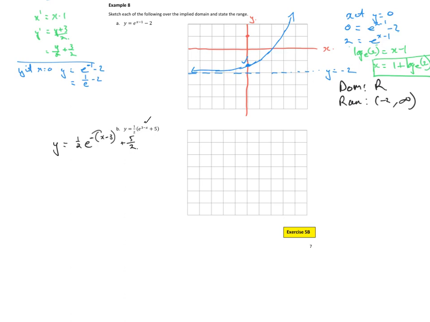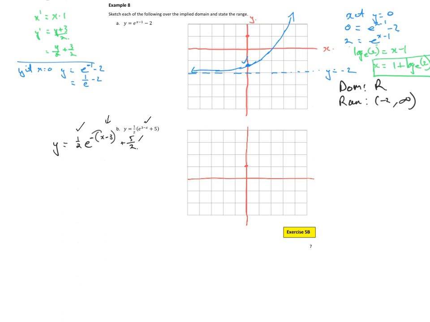So what am I going to end up doing? I'm going to dilate. Okay, so it's a half, so it's going to be a half from the x-axis. I'm going to shift the whole graph up 5 on 2, and I'm going to reflect it, and also translate it to the right. So I'm going to start with my axis here. And just keeping in mind, the graph typically starts off with that. Negative sign inside takes it that way.